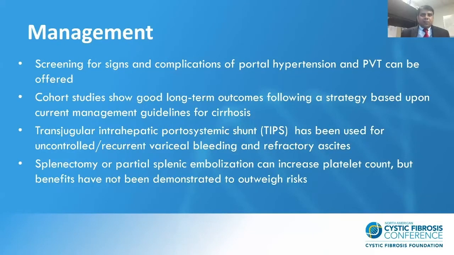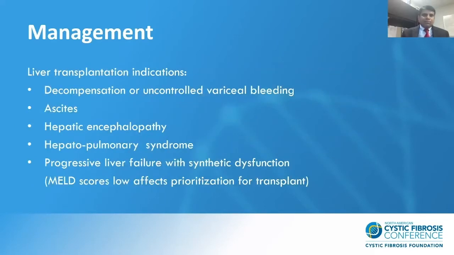Screening for signs of portal hypertension like varices is important. Also, monitoring for complications of portal hypertension, especially hepatopulmonary, portopulmonary, and portal vein thrombosis should be done. Portal hypertension and advanced liver disease management will be discussed separately by my colleague Dr. Freeman in this symposium. Transjugular intrahepatic portosystemic shunt, also known as TIPS, has been used for uncontrolled or recurrent variceal bleeding and refractory ascites. Splenectomy or partial splenic embolization can increase platelet count, but benefits have not been demonstrated to outweigh risks, especially in CF population.